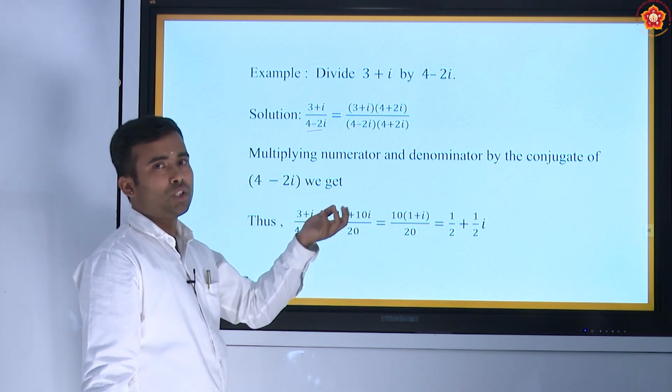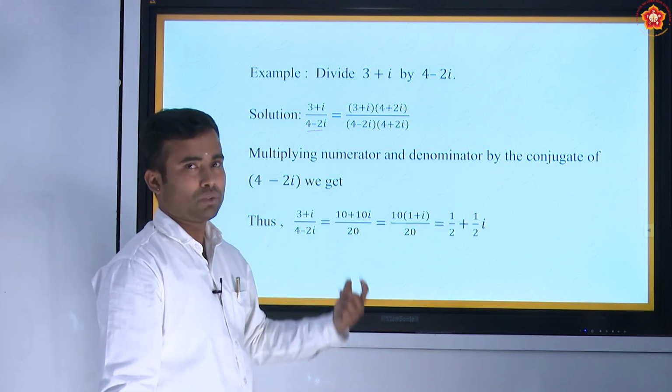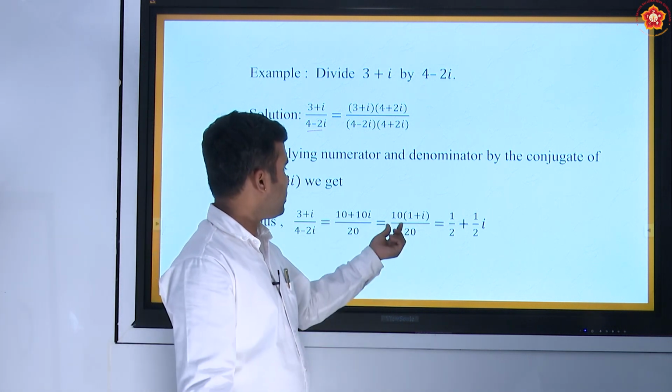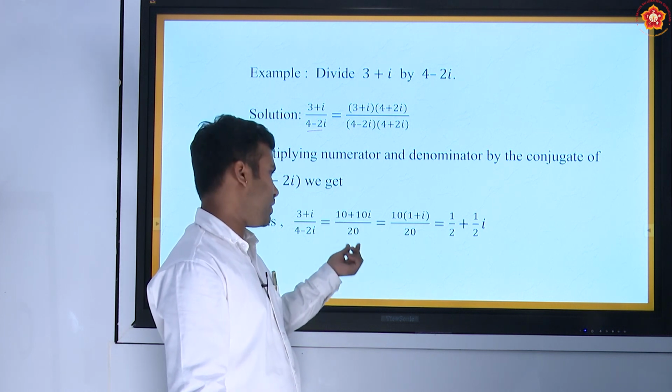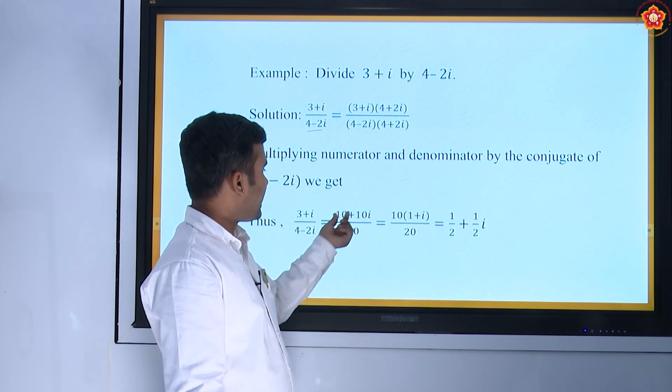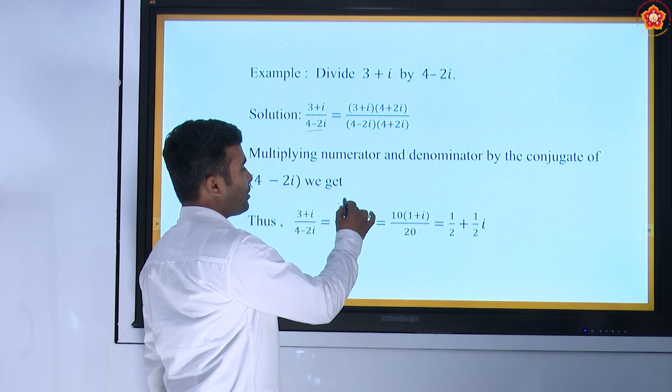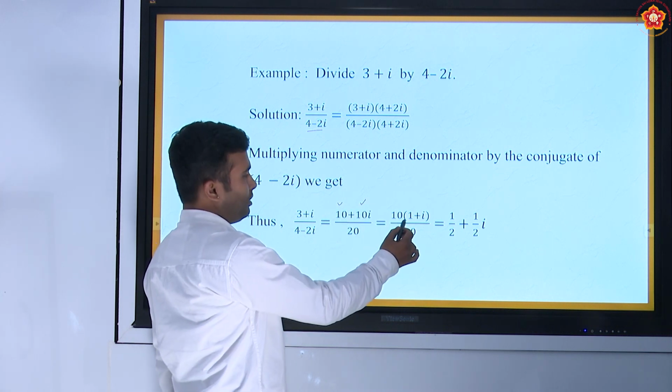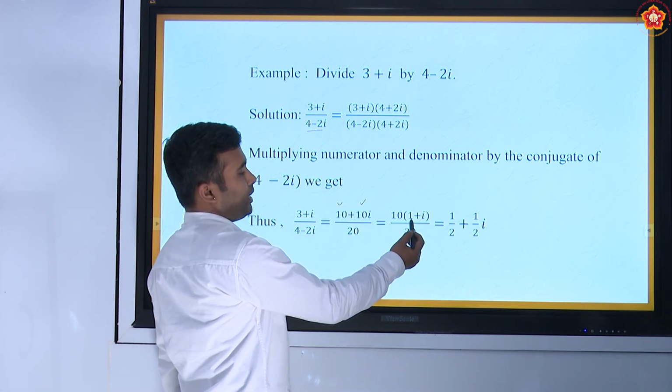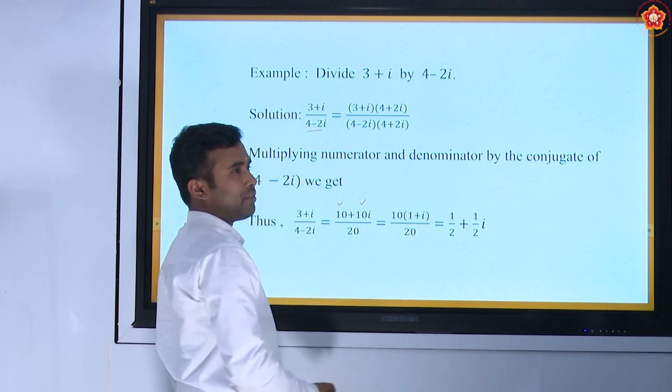4 square is 16, 2 square is 4. 16 plus 4 is 20. Now this is equal to (10 plus 10i) divided by 20. So I can take 10 common from these two terms. If I take 10 common, you are left with 10 into (1 plus i) divided by 20.